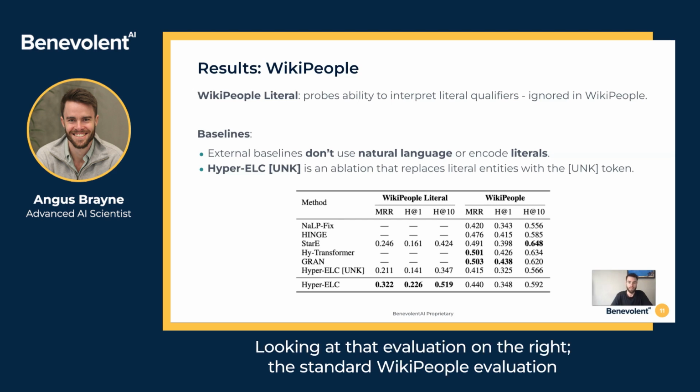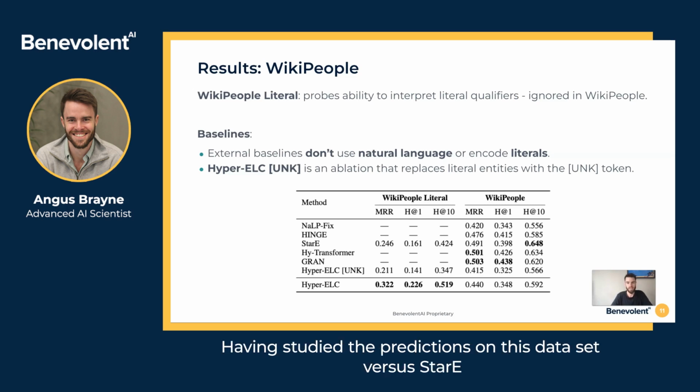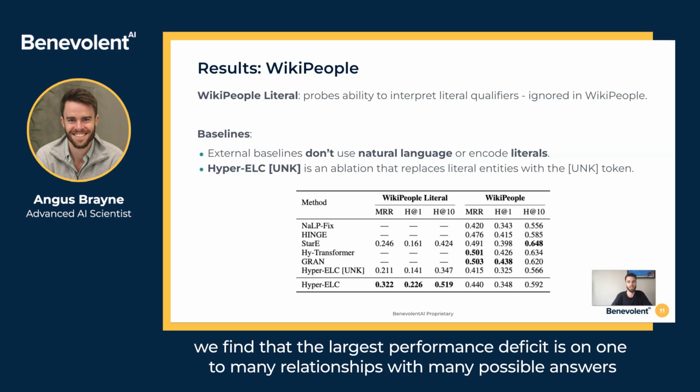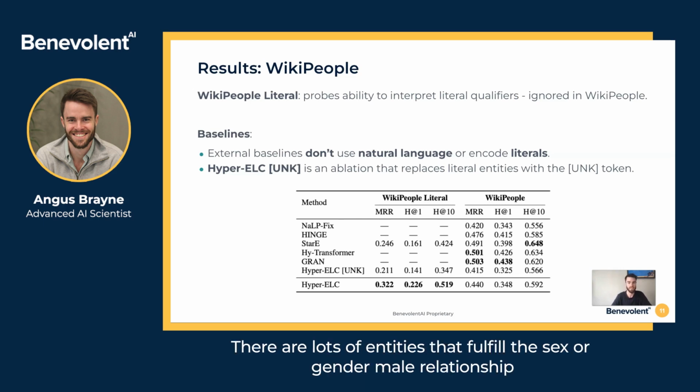Looking at that evaluation on the right, the standard WikiPeople evaluation, we see that we outperform NaLP-Fix, but underperform the more recent baselines. Having studied the predictions on this dataset versus StarE, we find that the largest performance deficit is on one-to-many relationships with many possible answers. For example, mask, sex or gender, male.